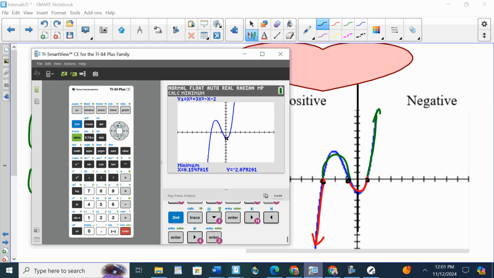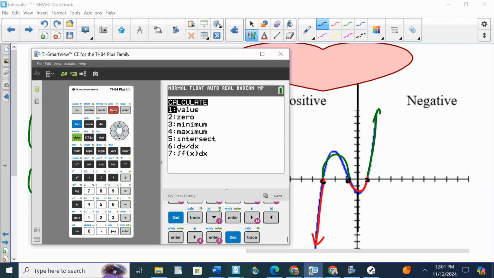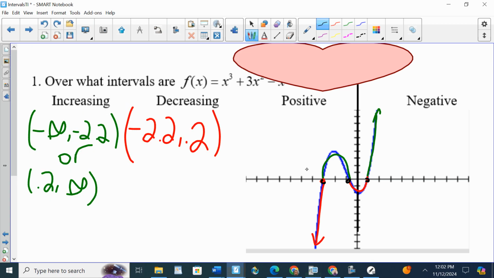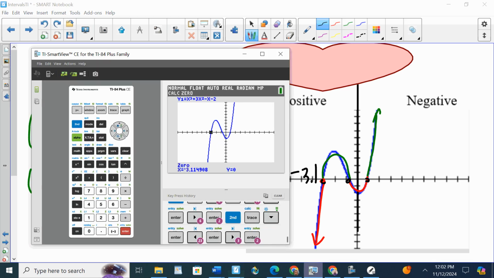So I'm going to go to my calculator. I'm going to go second trace. I'm going to go option 2, 0. I'm going to move my cursor to the point I'm trying to find. There's 3 of them. I'm going to do one at a time. Come on. So I'm going to move to the left of the point I'm trying to find. Enter. To the right of the point I'm trying to find. Enter. Enter. Again, all I care about is x values. That's negative 3.1.